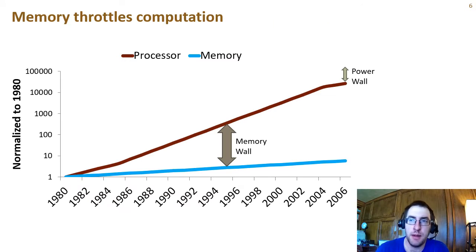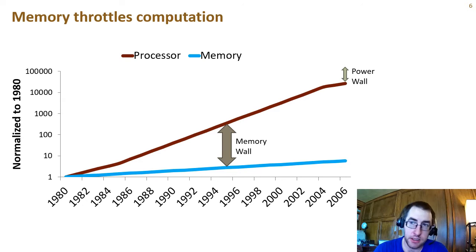So the problem is that since the 1980s or even earlier, and here we see a chart normalizing performance to 1980. So if we took the performance of the processor in 1980 and the memory access latency in 1980 and normalized to that value, then we can see the growth over time of processing throughput and memory access times. And so this is divergent.